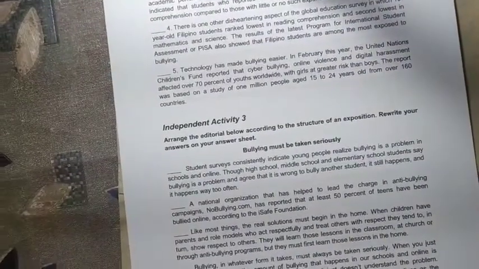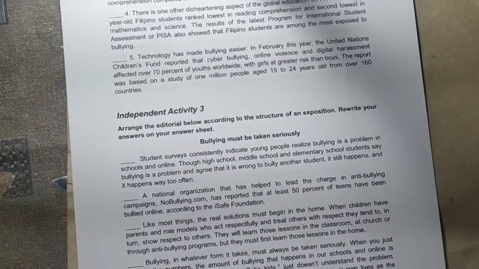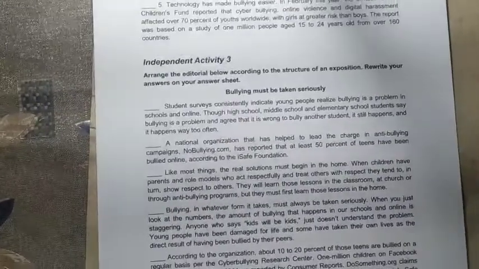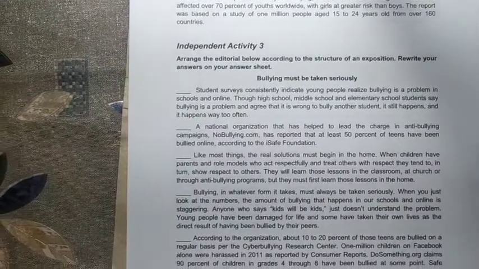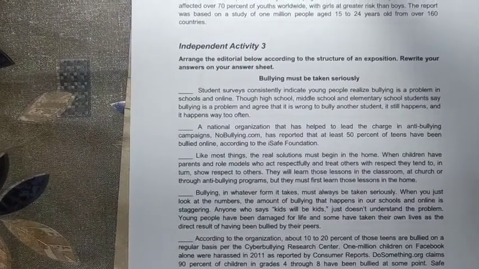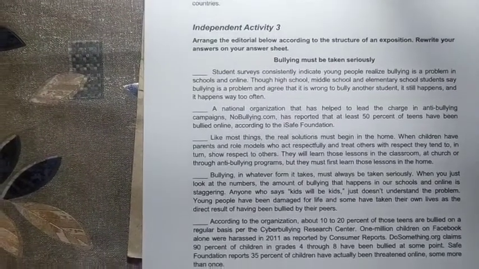So it's 1 to 5. You will just choose among the 3 structures. Is it part of argument, part of statement of position, or part of reinforcement? Then activity 3, arrange the editorial below according to the structure of an exposition. Rewrite your answers on your answer sheet.